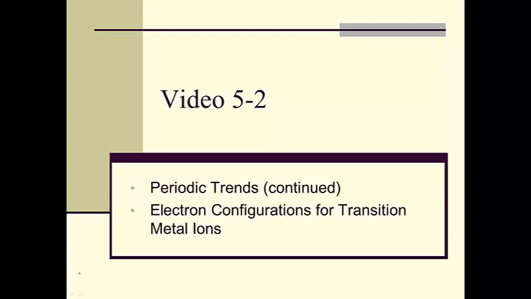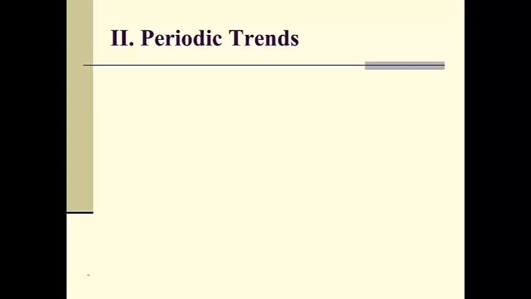Video 5-2, continuing on with periodic trends and also looking at electron configurations for transition metal ions. Okay, so a couple more periodic trends we want to look at. Next one is called electronegativity, and be careful. The other one, electron affinity, sounds similar to it.